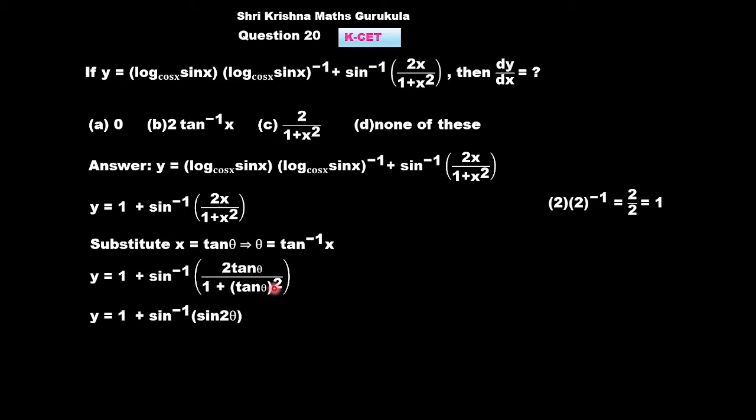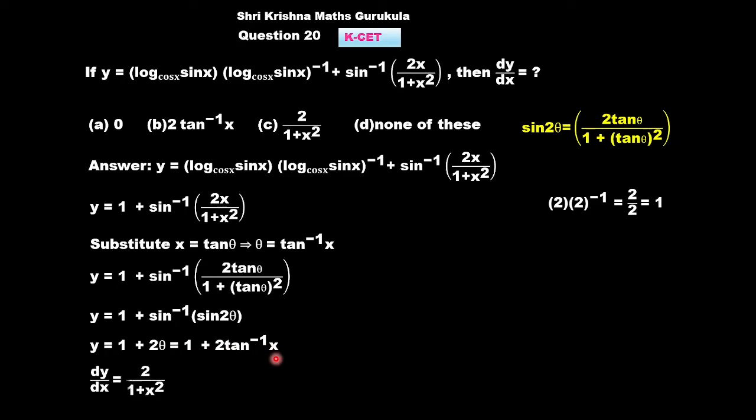This whole term becomes sin 2 theta. Now this is sin inverse of sin 2 theta. This is the formula. Now this will be y is equal to 1 plus 2 theta. Now we cannot retain this theta because this is the substitution that we made. Let us bring back the original term. We'll write theta in terms of x, which would be y is equal to 1 plus 2 tan inverse x.